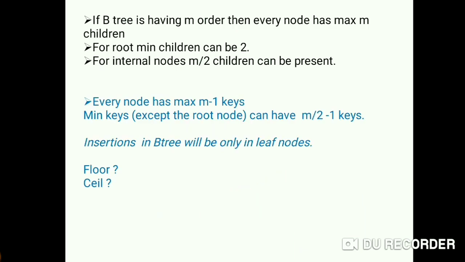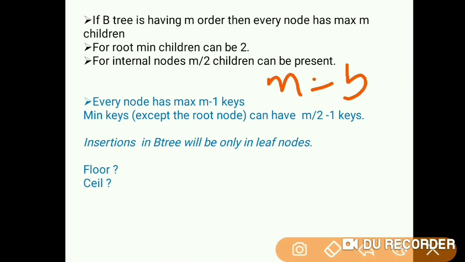Here is the first property in blue, that is every node has max M minus 1 keys. Correct, we have already seen it. Once again we can check, if children are 5, that is M is equal to 5, then how many keys will there be? M minus 1, that is 4 keys will be there, right? So how can we draw?